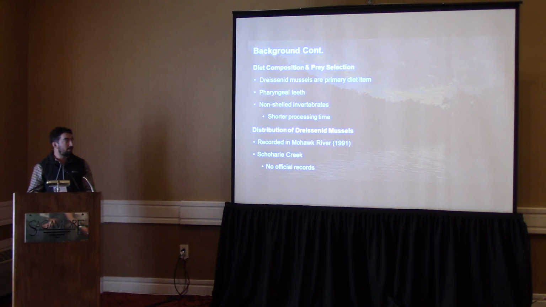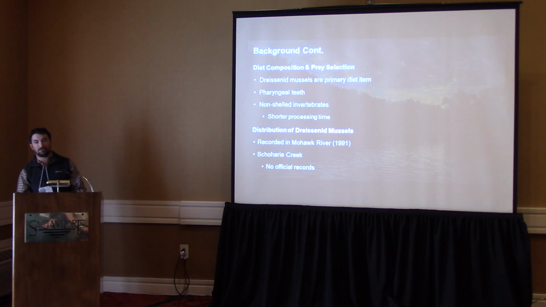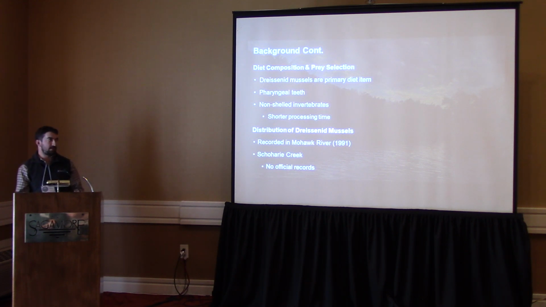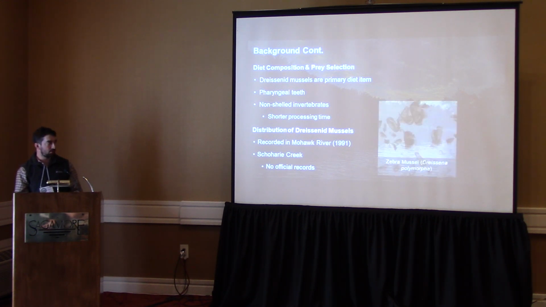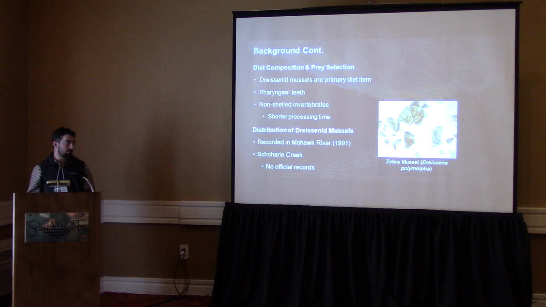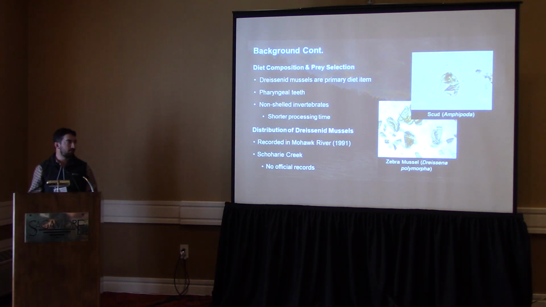Now we're going to get to the diet part of the background. Dreissena mussels are the primary diet item, found in the Great Lakes and in these canal systems as well. They have pharyngeal teeth that help to crush these mussels for consumption. But they have also been shown to consume non-shell invertebrates, which is a shorter processing time, less energy used and more energy gained. So we're assessing these diet shifts to predict overlaps with the native benthic species. I included a photo of the zebra mussel, the primary dreissena of the Mohawk River that we see in this area, as well as scud.